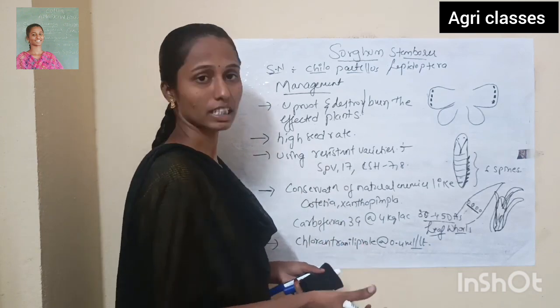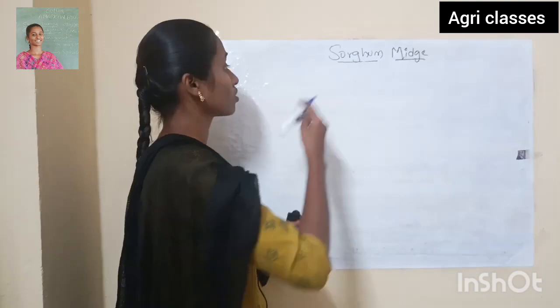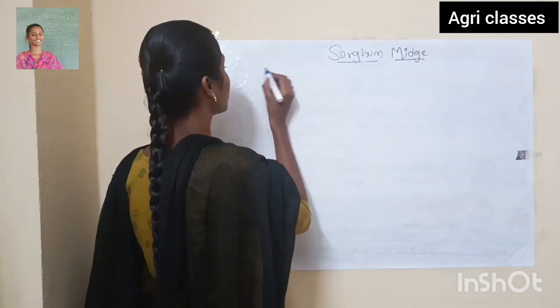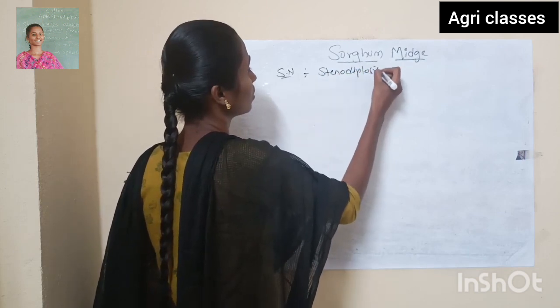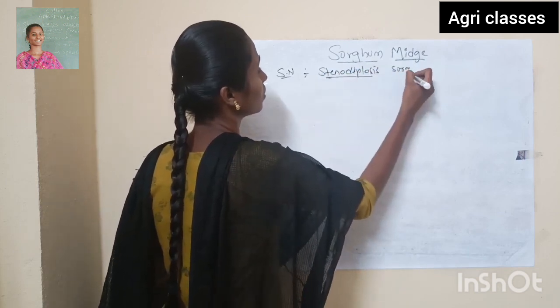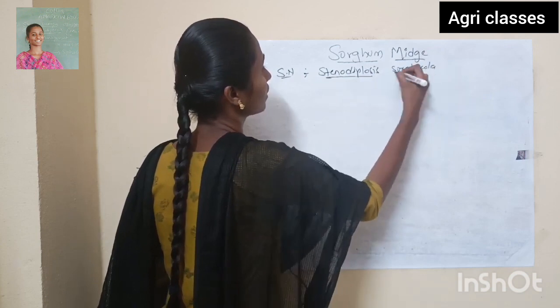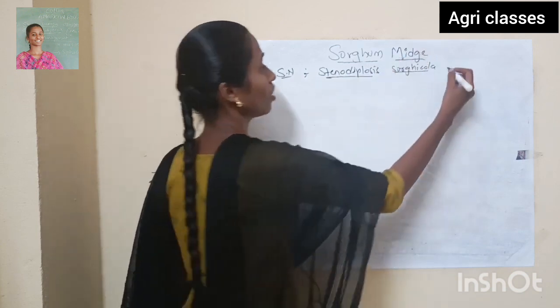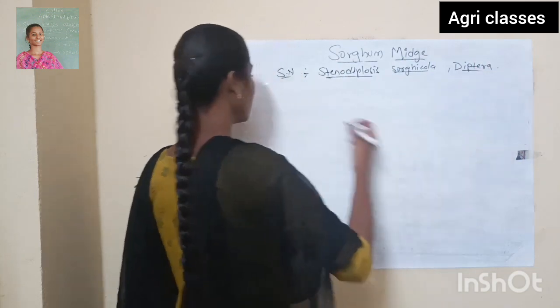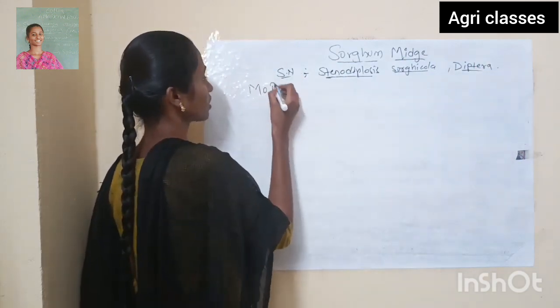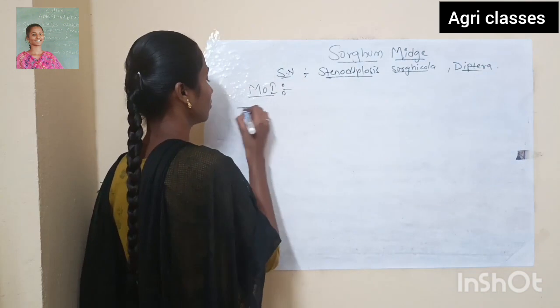Then next we will discuss the sorghum midge, Stenodiplosis sorghicola. Midges come under the order Diptera. First, the marks of identification: how we identify the pest in the field.